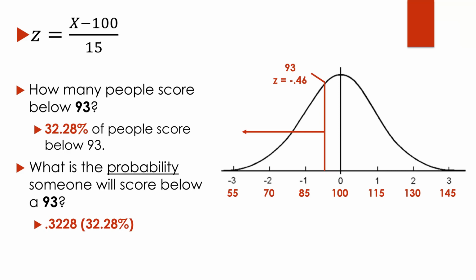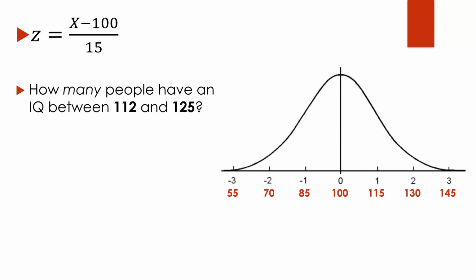Now I'm going to give you some next questions, and I'm going to put them on the screen. Pause the video so you can work through it, and then I'll show the answer and walk through it, okay? So here's the question. What percentage of people have an IQ between 112 and 125? Pause the video, try to work that out, and then I'll walk us through it, see where you went, see what you got right.